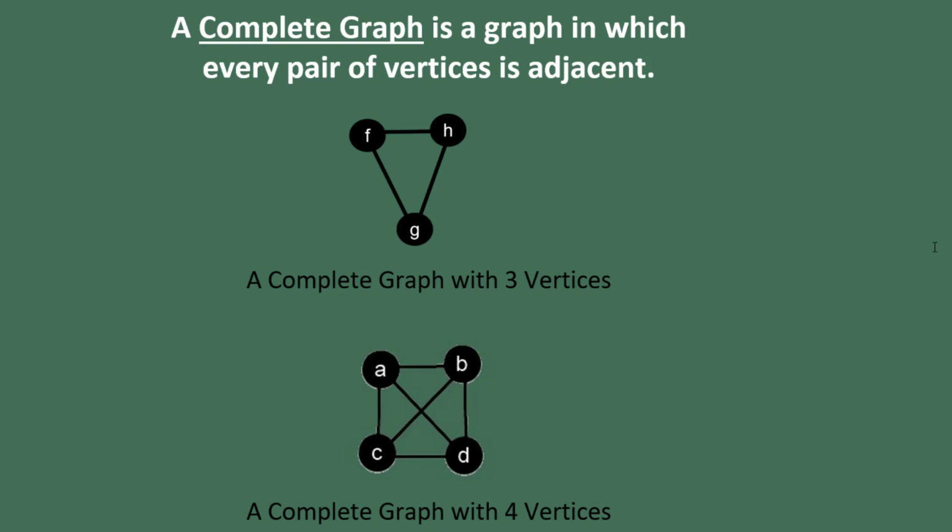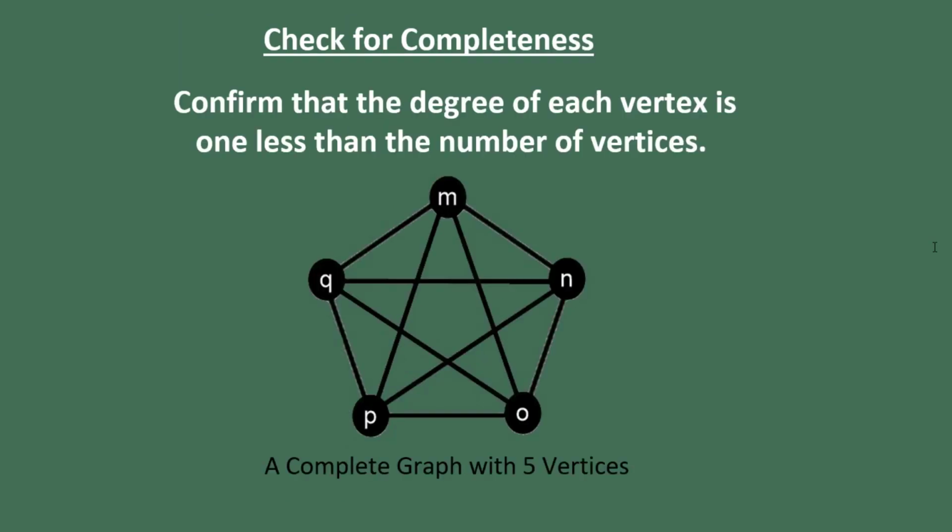Here are two complete graphs, one with 3 vertices and one with 4 vertices. It's also helpful to remember how you can check for completeness when it's not so obvious. One way is to confirm that the degree of each vertex is 1 less than the number of vertices. For example, in this graph with 5 vertices, we would check that each vertex has degree 4.